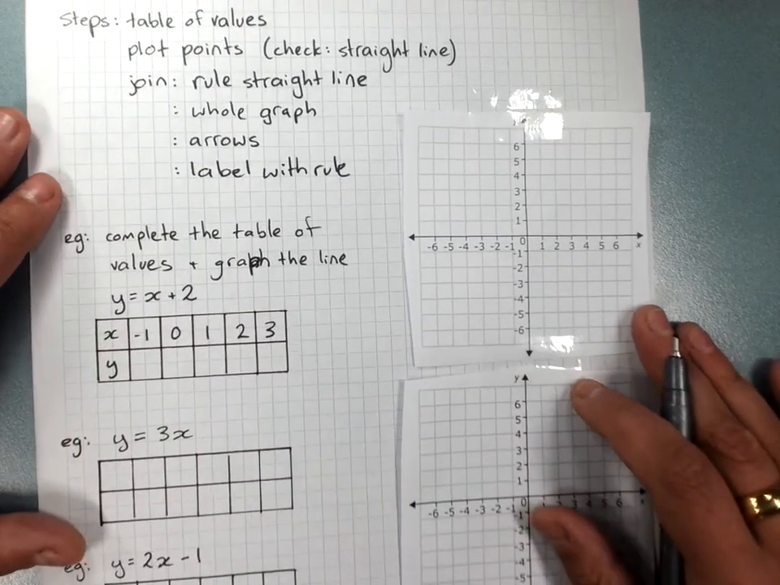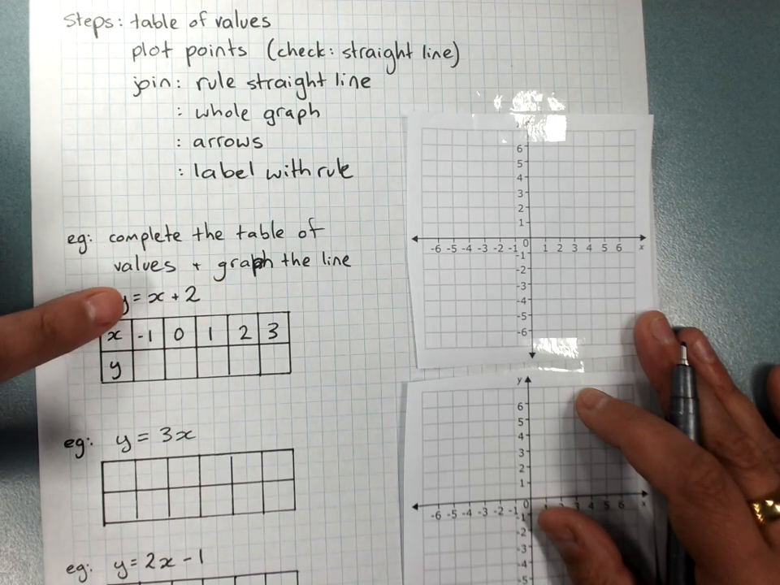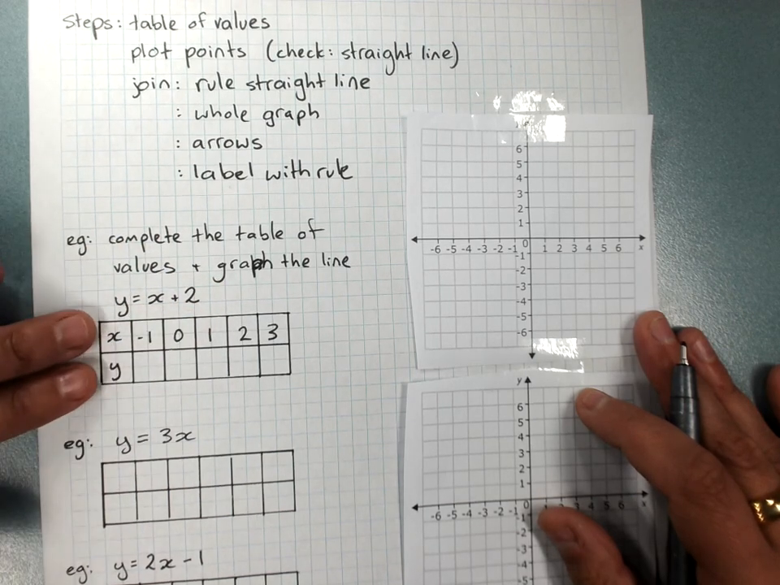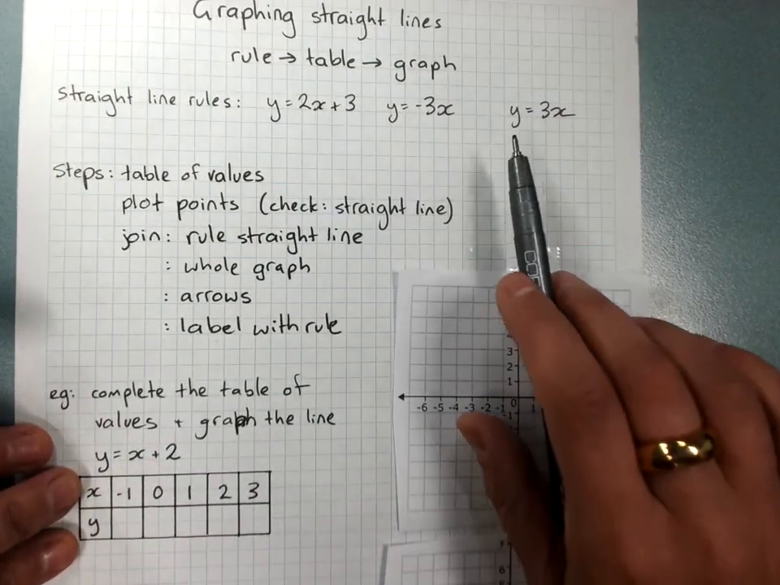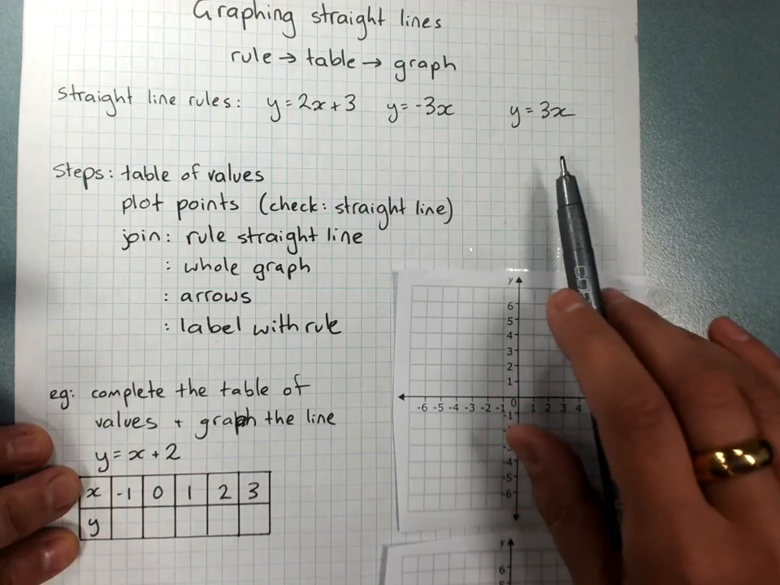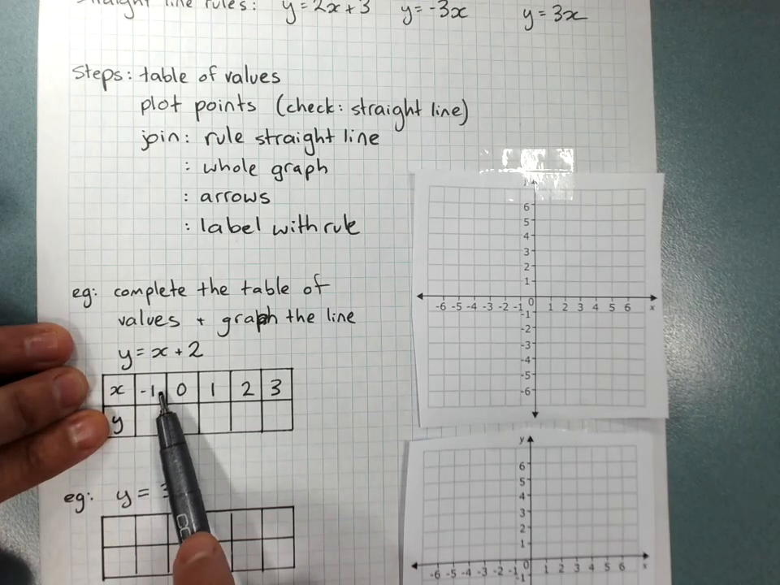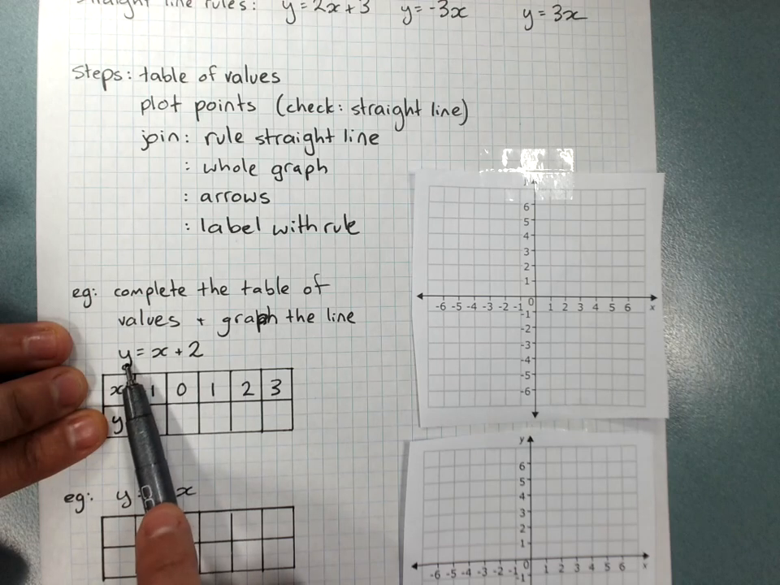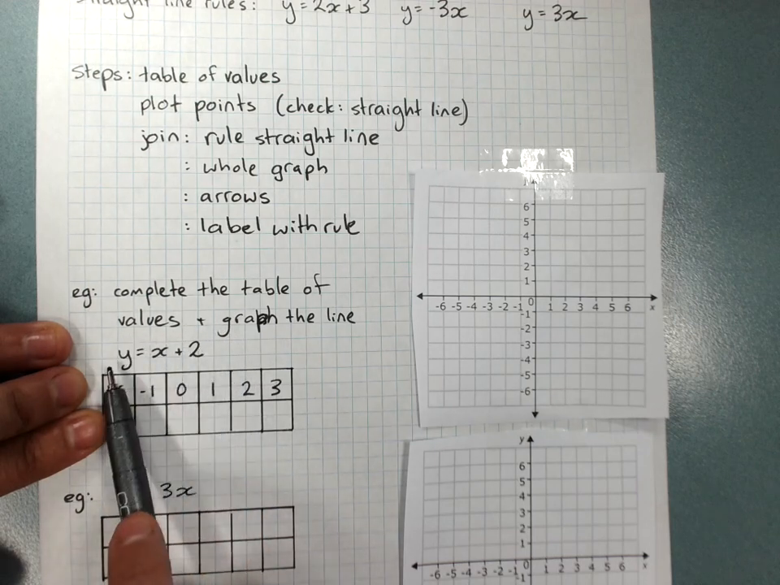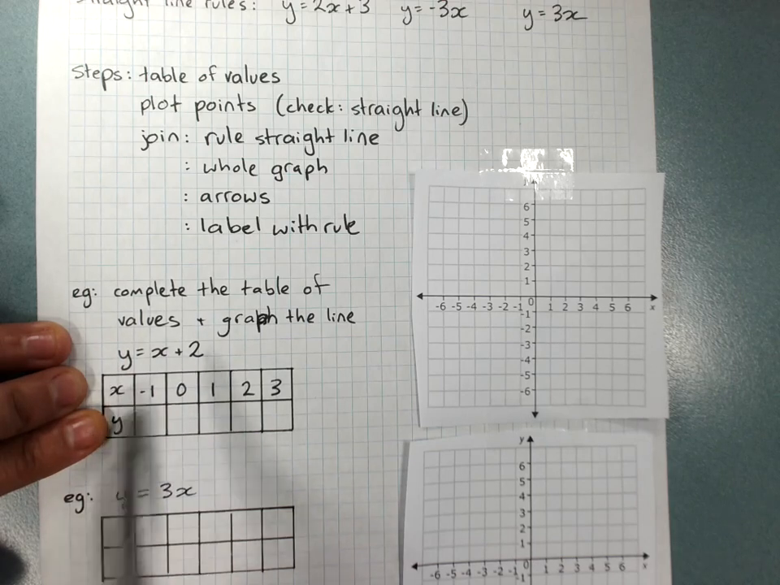So here's an example. Complete the table of values and graph the line y equals x plus 2. Now this is a table of values, and it's really a what if table. Up here with this rule, we said, well, what if I was 1 minute late? What if I was 2 minutes late? The table of values is saying, what if x was negative 1? What if x was 0? What would y be? What if x was 1? What would y be? And the rule is that y equals x plus 2. Whatever x is, y is always 2 more.